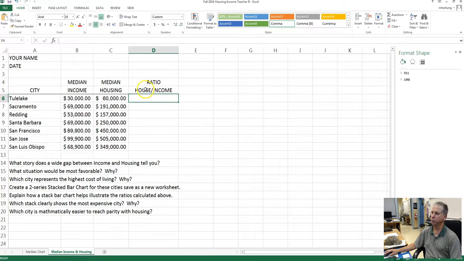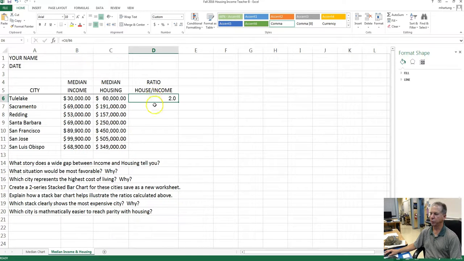So the way this would work, we're going to take a look at house to income and just calculate a ratio just by dividing. Always start with that equal sign. Divide the median housing price by the median income for each city. And once again, we can just click the check mark or press enter.